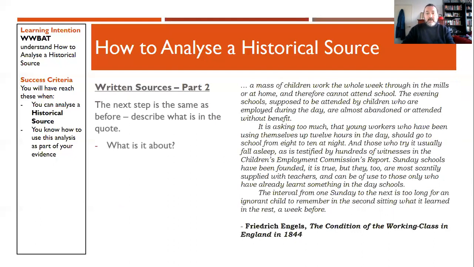What's it about? Well, if you have a look through here, this is about the working condition of children in the mills and factories of the Industrial Revolution. And specifically, again, if you have a look down there at the bottom, the condition of the working class in England in 1844. Okay, so it's about literally that. And specifically, it's mostly focusing on the conditions of children.